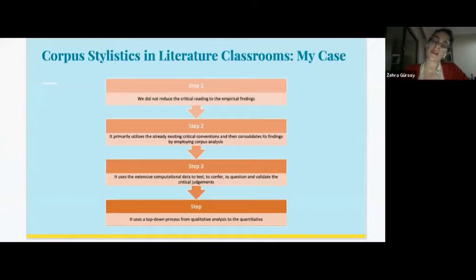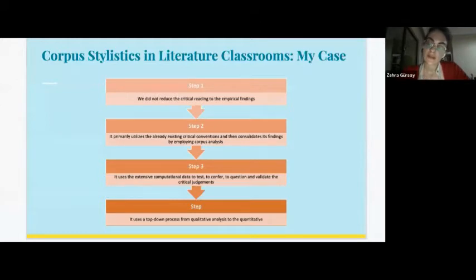In his forthcoming article, again, the detailed version of the practice will be published. For this presentation, I'm going to share my own experience and notes from the practice. To conduct the corpus stylistic analysis, an adapted version of Biber's classroom adaptation of the corpus approach is followed in Professor Çıraklı's literature classroom. For step 1, we didn't reduce the critical reading to the empirical findings.